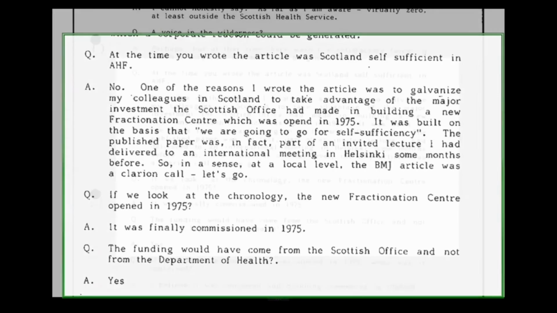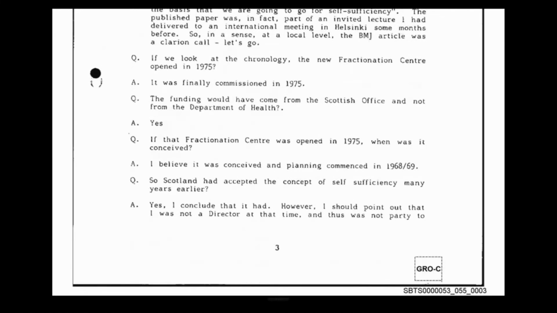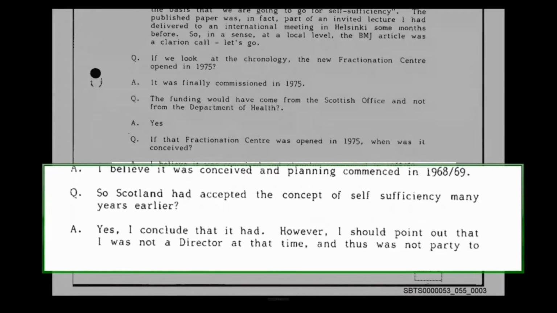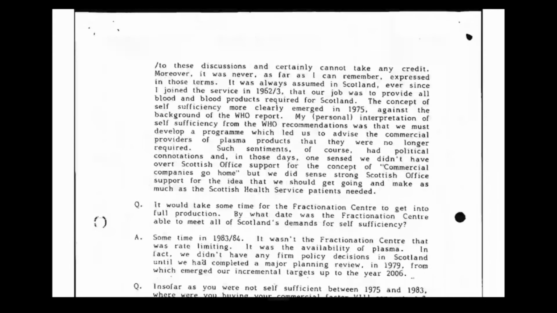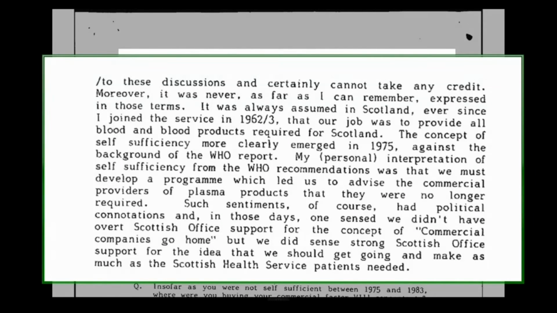We go towards the bottom of the page. The last question is, so Scotland had accepted the concept of self-sufficiency many years earlier. That's a reference to the fact that the planning for the PFC had begun in the late 60s. Answer, yes, I conclude that it had. However, I should point out that I was not a director at that time and thus was not a party, over the page, to these discussions, and certainly cannot take any credit. Moreover, it was never, as far as I can remember, expressed in those terms.